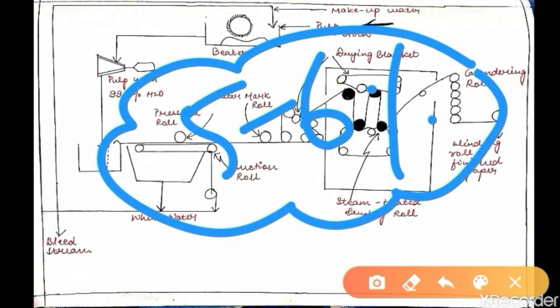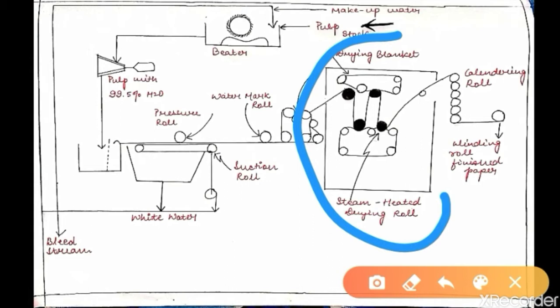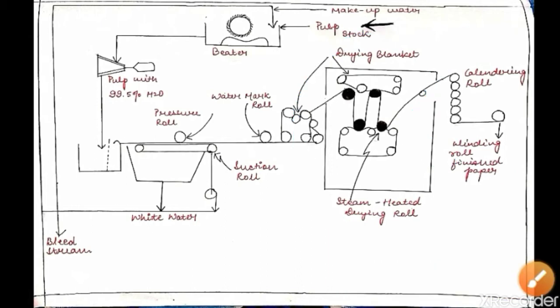And after drying in this machine, in this drying blanket, we get a paper which contains only 5 to 6% water. And here the paper is passed through a series of calendering rolls, and then it is sent again for drying if required. And then this paper is ready, and this finished paper can be sent to any winding mill, because it is ready. So this is how paper is made.